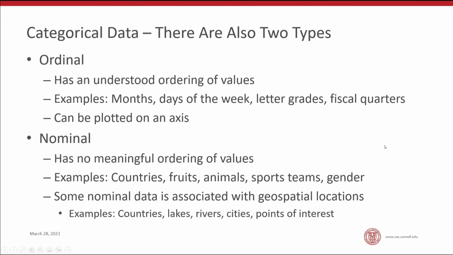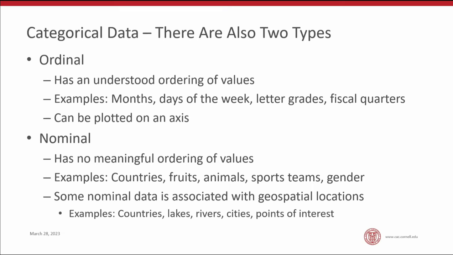Categorical data is a little trickier. There's also two types of that. Ordinal categorical data is something where there's an understood ordering to the names, the words that are in this category. So, for example, with months, if I ask you what's the first month, you would know that it's January. And if I ask you to list them all out in order, everyone would agree on what the ordering is. So you could actually plot the months of the year by name across an axis, because everyone would agree that they're 1 month apart on the axis and they come in a certain order.